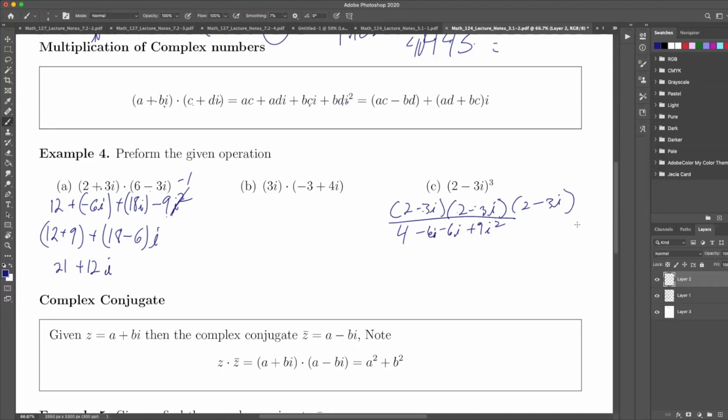I simplify this. This becomes positive, and this becomes negative, because remember i squared becomes negative. So 4 minus 9 will give me minus 5. And this will be minus 6i minus 6i, which is minus 12i. Okay, times minus 3i.